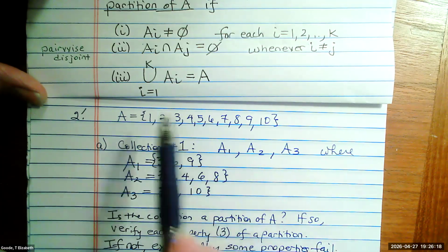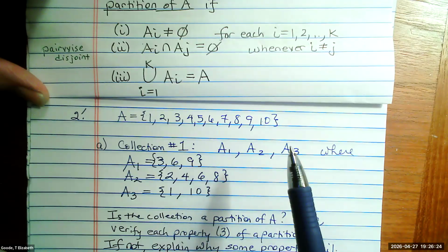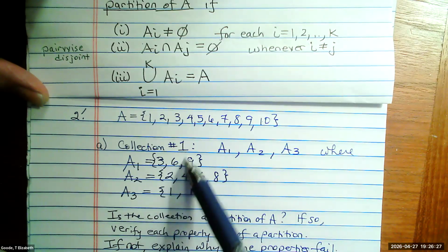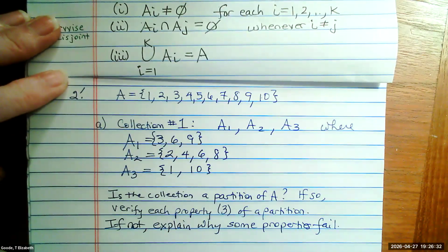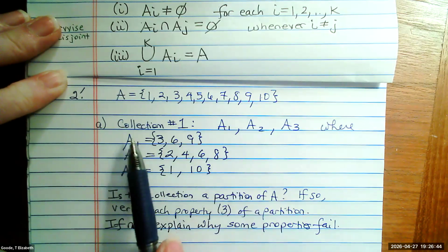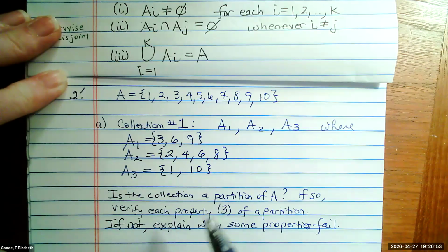So to check if it's a partition, each element of A has to appear exactly once in only one of these sets for that collection of sets to be a partition. So what do you think? Does every element of A appear in one of these sets exactly once? Yes. No, actually, it's missing five. It's missing seven. That's right. So just five and seven.